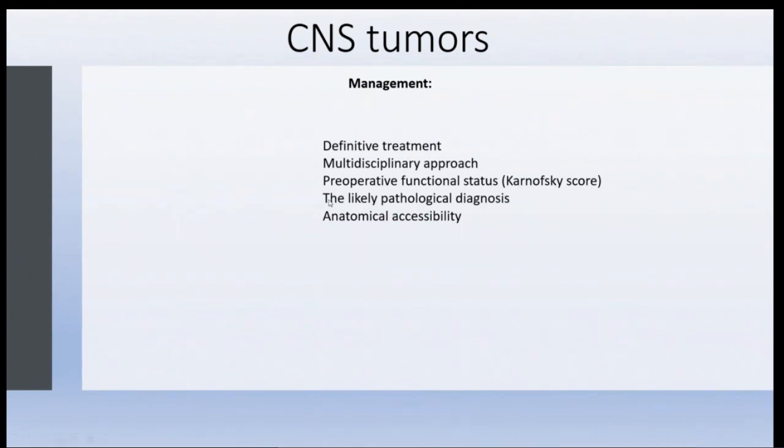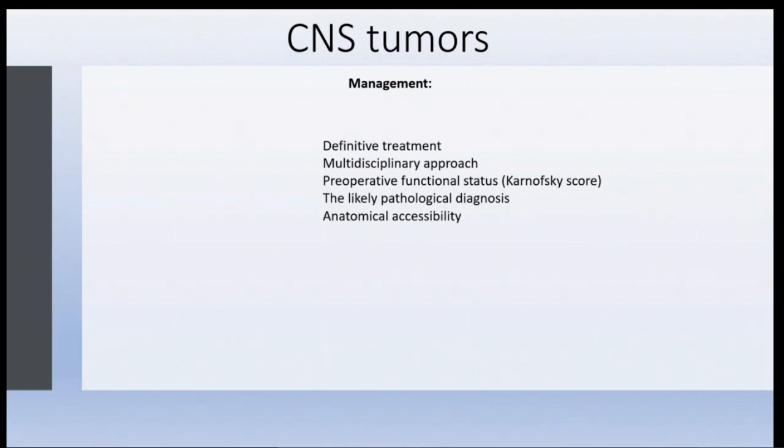The second thing that we need is a multidisciplinary approach, which means it is not the neurosurgeon alone who can decide. It is a combined effort between the neurologist or neuro-oncologist, radiologist, and radiotherapist, and the decision should be individualized for the patient depending on their age, comorbidities, and the likely prognosis for them.